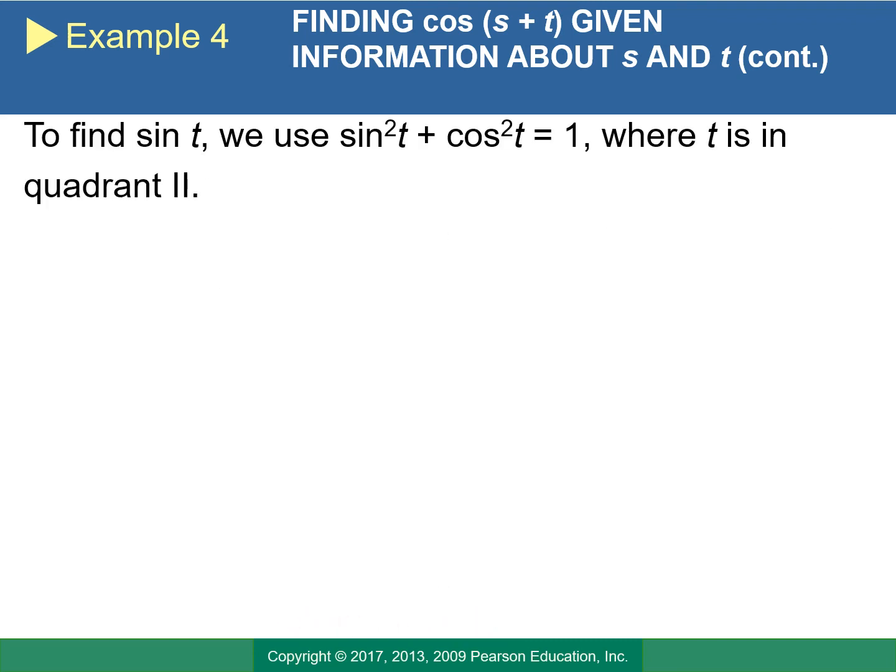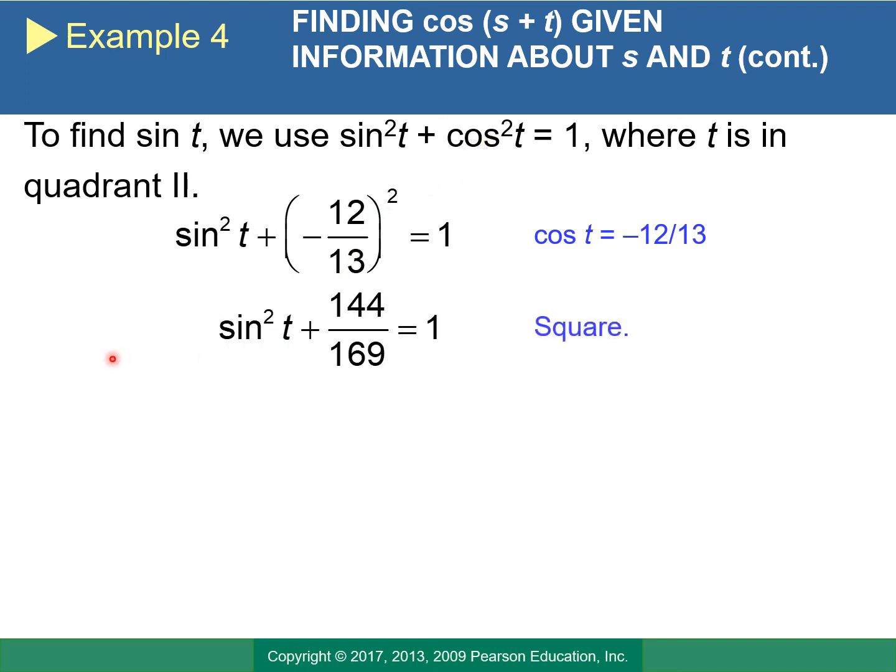Okay, we're going to use the same identity, sine squared plus cosine squared of our angle equals 1, to find sine t. We were told cosine t was negative 12 over 13, so you fill that into your identity, and then you square that value. And then we're trying to get to sine t, so subtract 144 over 169. Again, you can pause it if you want to work out the math. You just need a common denominator here, and then you'll square root both sides.